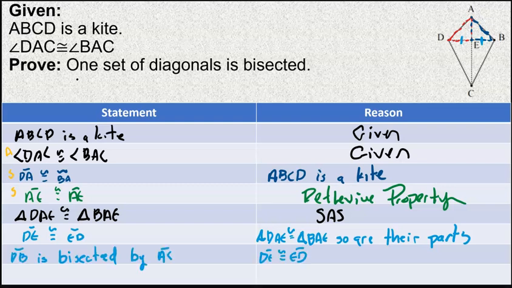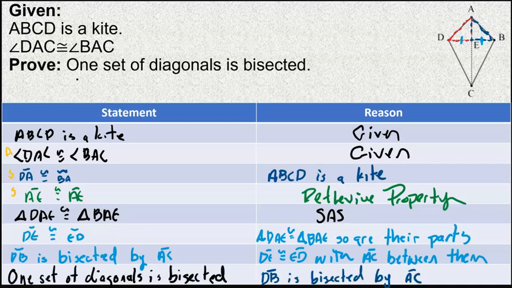So DB is bisected by AC, DE is congruent to ED being the reason, with AC between them. We can say that. We can say the word AC included. Or we can say the converse segment bisector theorem. Now that backs up my point that I want to prove.